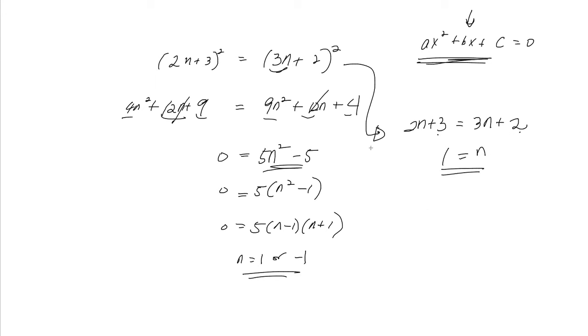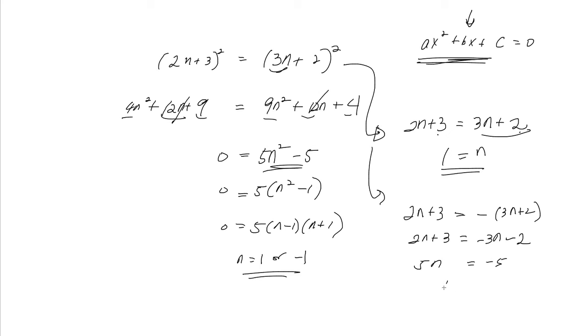Done. Another way we can do this is 2n plus 3. Not only can it equal to 3n plus 2, but it can also equal to the minus of 3n plus 2. Because when you square both sides, we still end up with what we have here. So that's the tricky part. You have to consider the positive and the negative part. Then we get a 5n equals minus 5, so n is equal to minus 1.